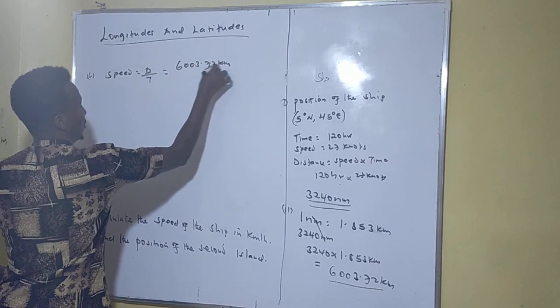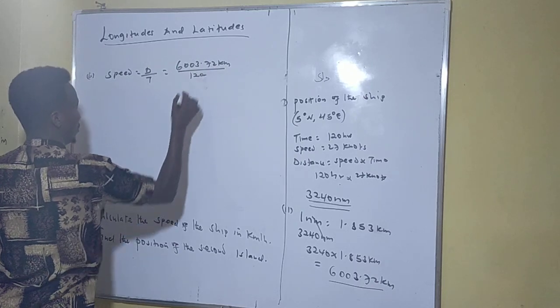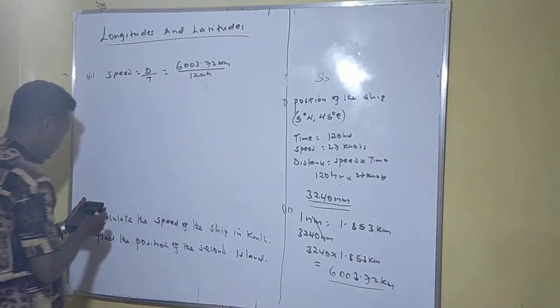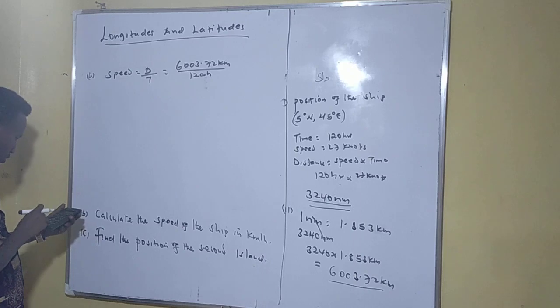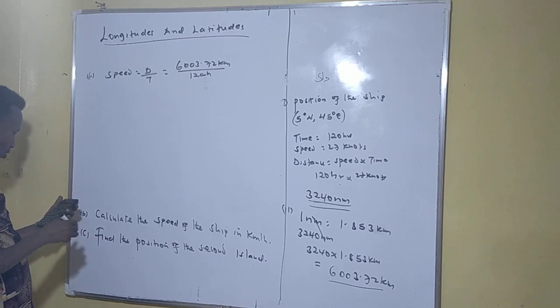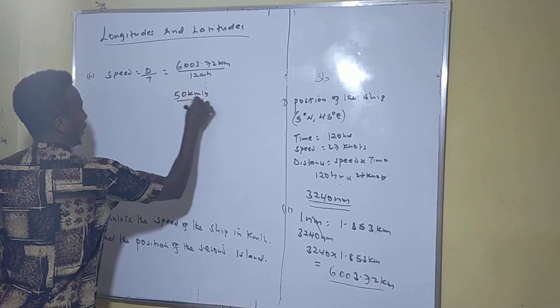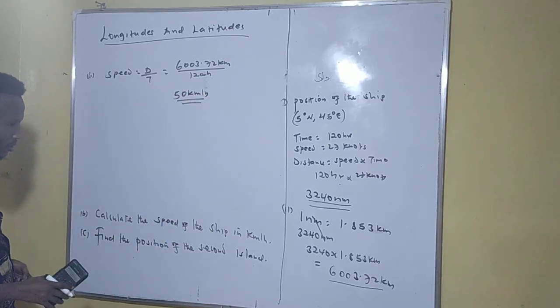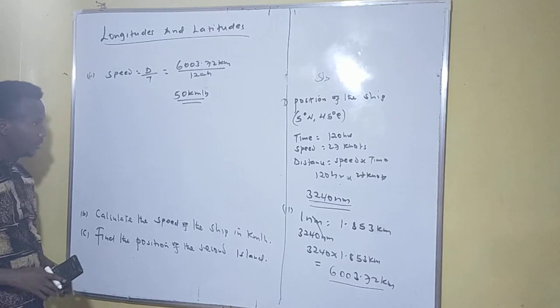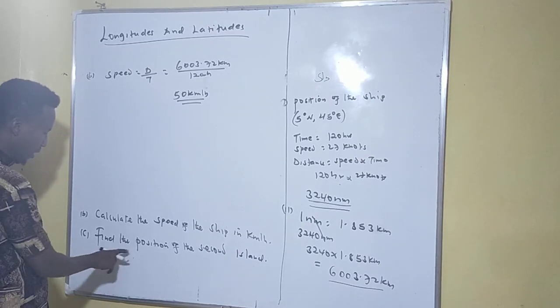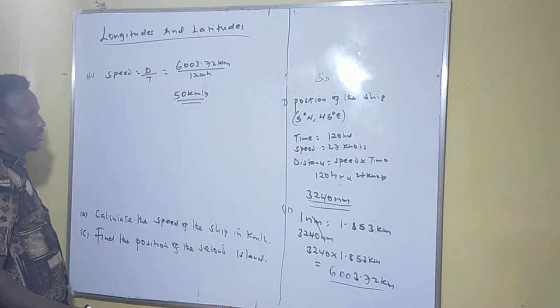6,003.72 kilometers divided by 120 hours. That will give me 50 kilometers per hour, to the nearest 50 kilometers per hour. Then they are told to find the position of the second island.